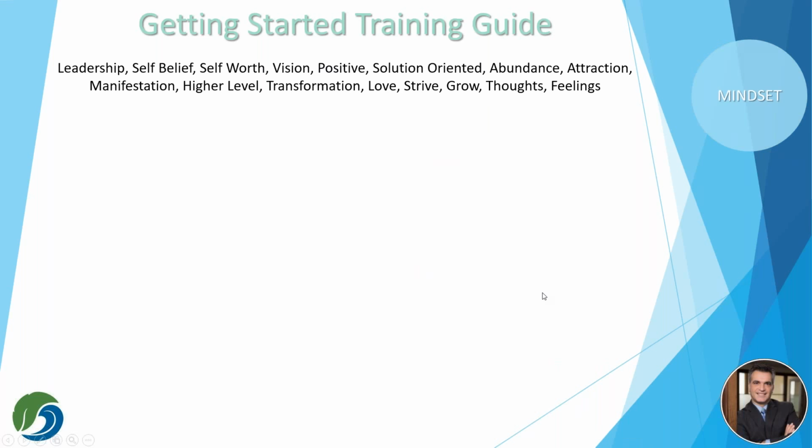Now, as we move on to the next element, which is the mindset element, if you want to review the mindset checklist that we have on the guide, mindset is everything. I can spend countless hours on this topic, and we have many training videos on this, for entry-level entrepreneurs to those at a very high level of leadership. So basically, we know that if we want to get our money right, you've got to get your mind right. When we say mindset, lots of words come to mind, right? Leadership, self-belief, self-worth, vision, solution-oriented, abundance, attraction, manifestation, transformation, love, strive, grow, thoughts, feelings, right?